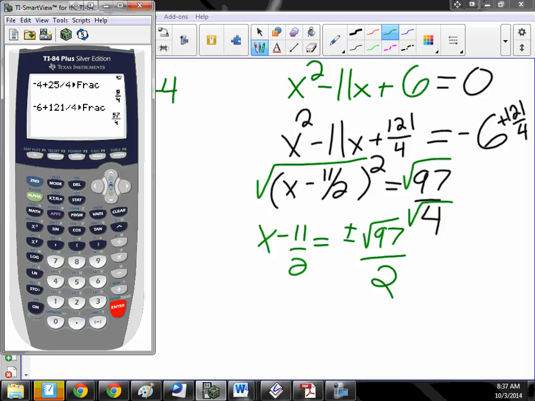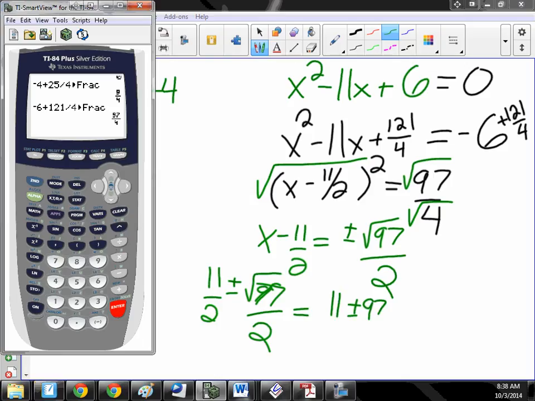Okay? So now we add 11 halves. 11 halves plus or minus root 97 halves. Well, those two fractions have the same denominator. So we're going to combine them, and we'll just say 11 plus or minus root 97 all over 2. And that is as simplified as it gets.